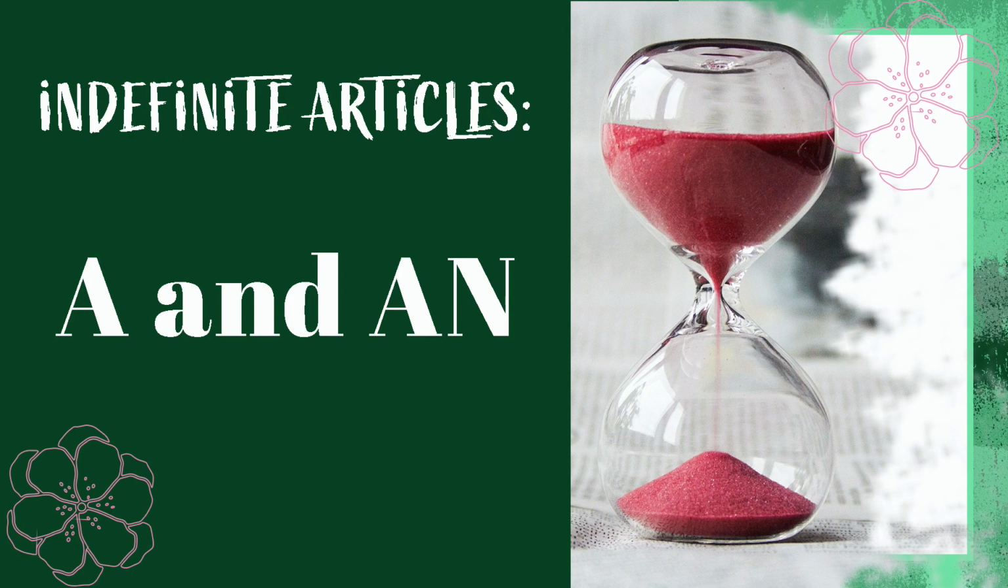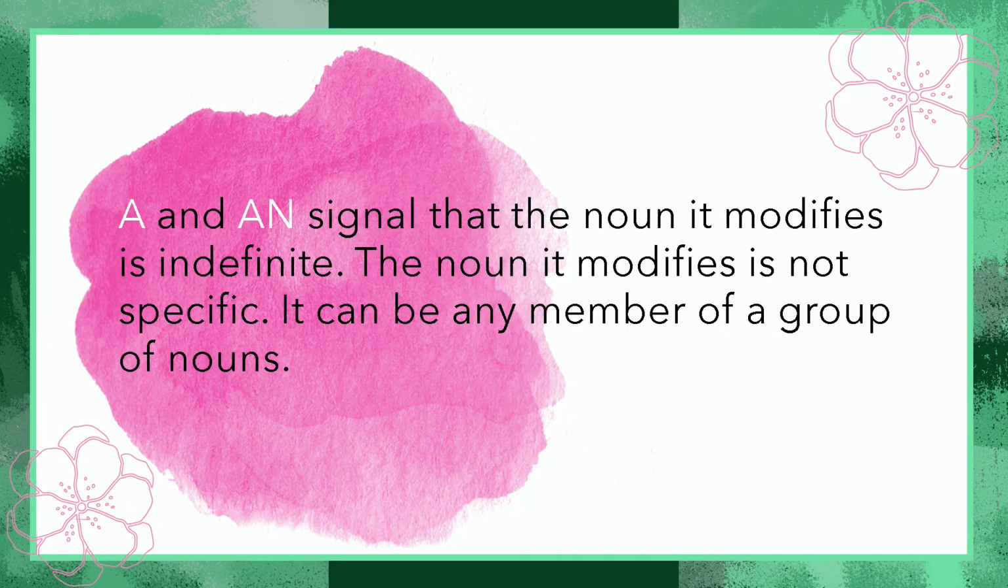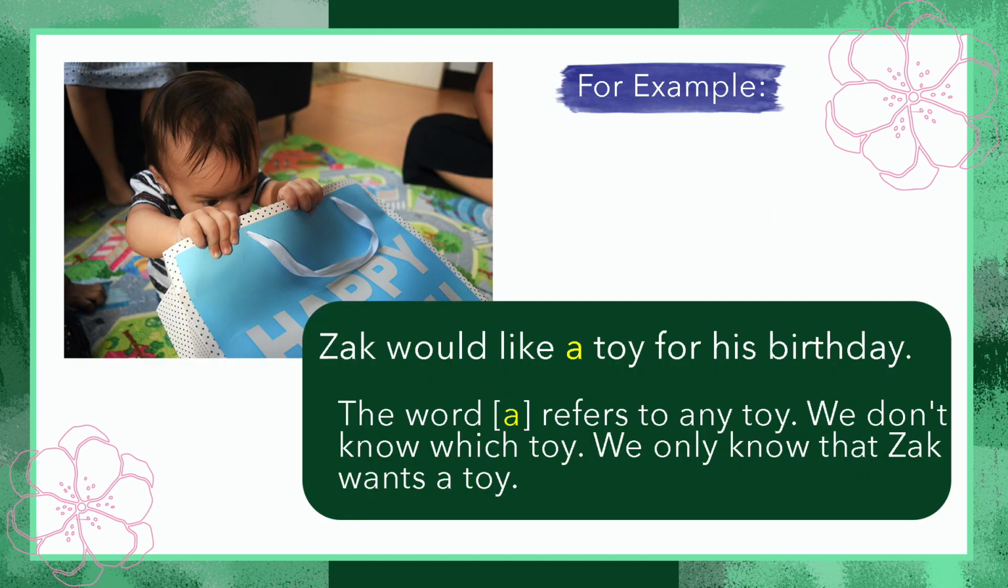Indefinite articles, a and an. A and an signal that the noun it modifies is indefinite. The noun it modifies is not specific. It can be any member of a group of nouns. For example, Zach would like a toy for his birthday. The word refers to any toy. We don't know which toy. We only know that Zach wants a toy.